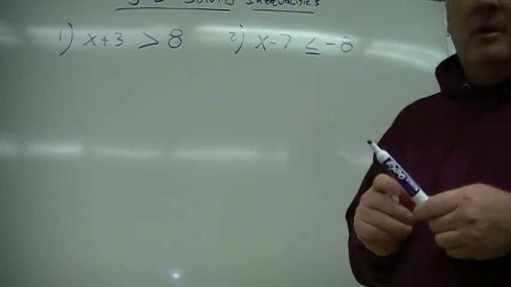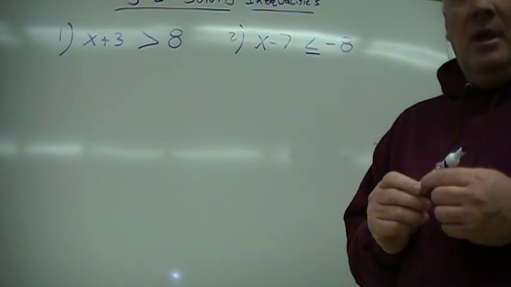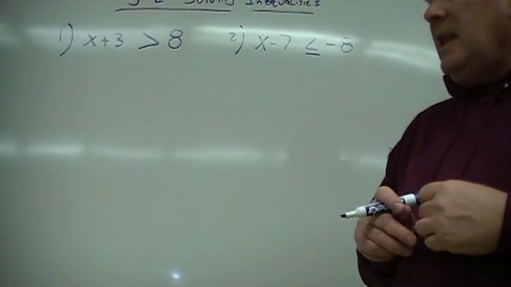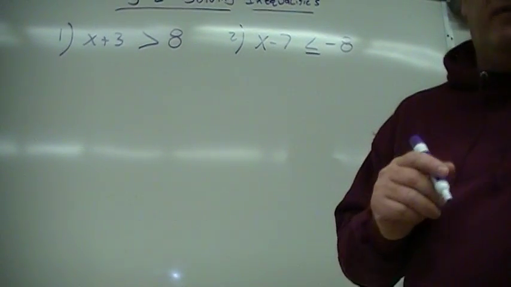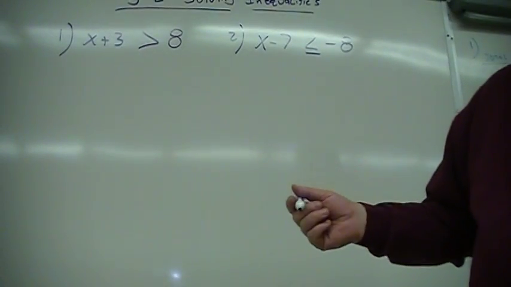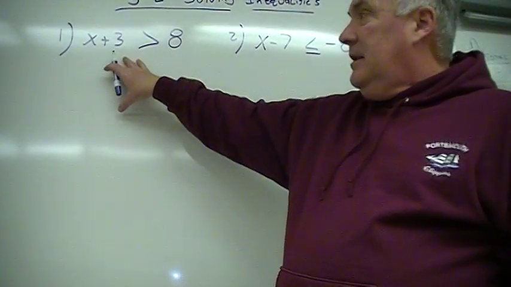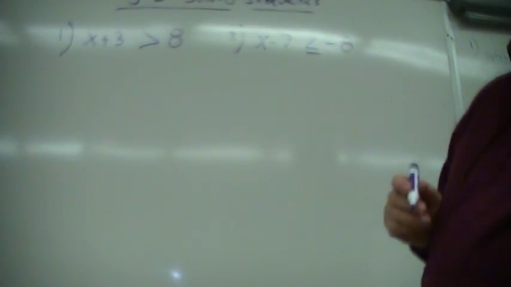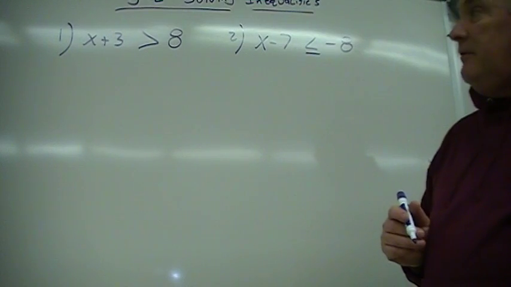Last time we were working on the number line, graphing greater than, less than. Now we're going to put it into the fact of solving for a variable. So before we'd say x is greater than 3, we graph it. Now we're going to take something like this, x plus 3 is greater than 8. We need to be able to solve for x.